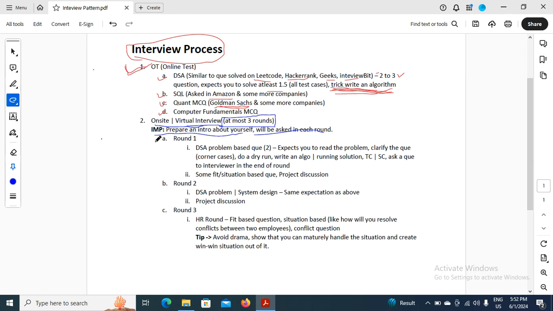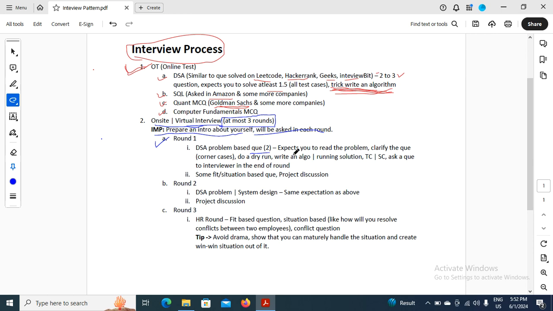Then usually if this is a round for any of the product based companies, there will be a DSA problem based question. They will not ask a direct question on, let's say, sorting or trees, but they will give you a problem based on those algorithms which you already solved and practiced. There might be two questions, or there might be one question as well. It depends on the company.